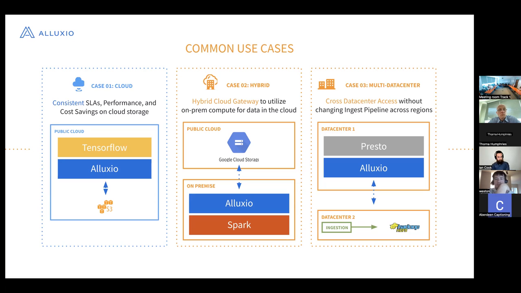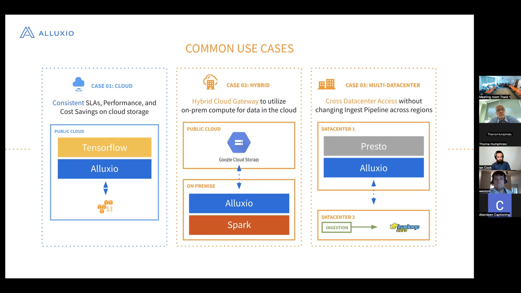And then the third use case is multi-data center, especially for users working in geo-distributed large corporations. These data platforms have multiple data centers in their data infrastructure, so they can use Alluxio to do cross data center access without changing the ingestion pipeline or adding an extra step to the ETL.